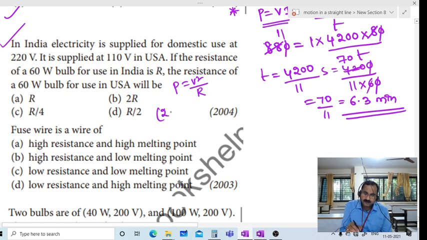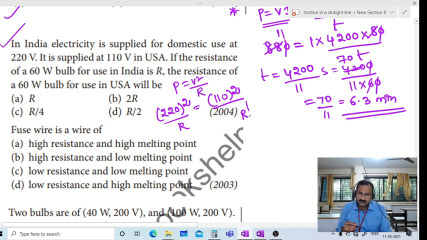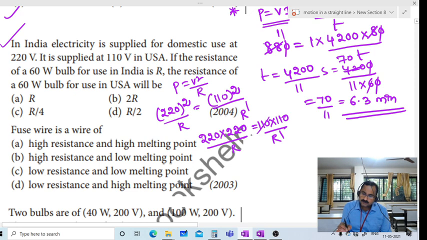So in India, 220 whole square divided by R is equal to, in America or the USA, 110 whole square divided by the resistance R dash. That is, 220 into 220 by R is equal to 110 into 110 divided by R dash. Therefore R dash is equal to R by 4, we are getting.